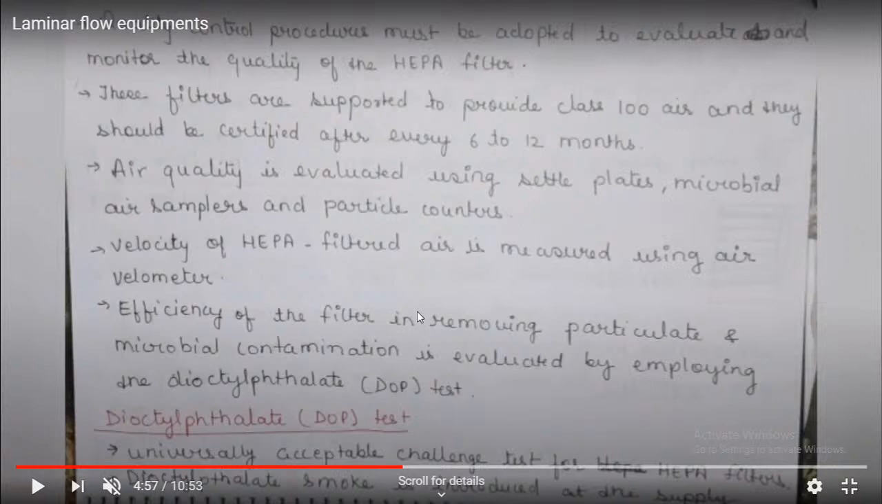So the control procedure must be adopted to evaluate and monitor the quality of the HEPA filter. These filters are supposed to provide Class 100 air, and they should be certified every 6 to 12 months. After 6 to 12 months we certify whether the HEPA filter is working to standard or not. The standard is that Class 100 air should pass through that HEPA filter, and the air quality is also evaluated using settle plates, microbial air samples, and particulate counts.